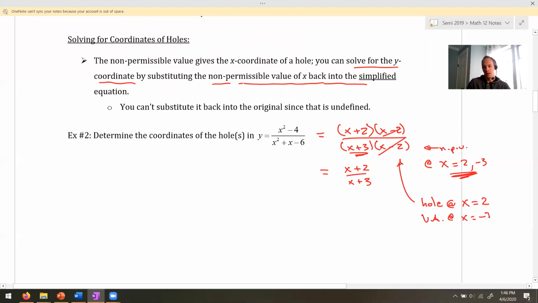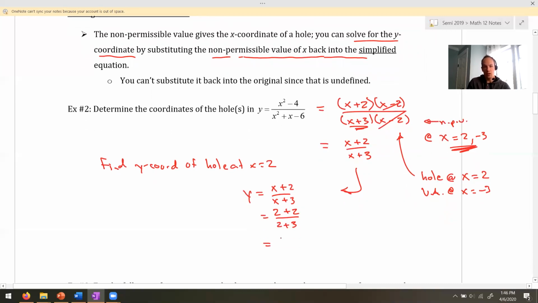So what we do is we're going to find the y coordinate of the hole at x is equal to 2, and we're going to take this equation here, y equals (x plus 2) over (x plus 3). We're going to substitute in the actual value for x so that we can figure out where this is, and we can see that y would be equal to 4 over 5. So we can therefore conclude a hole is located at 2 for x, comma 4 over 5.